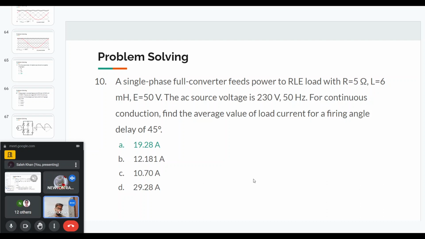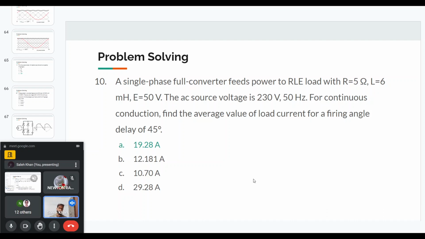Okay, so an RLE load depends on what kind of a load it is. An RLE load will happen in two cases that we have seen. One is a DC motor load, where because of the back EMF you will have some voltage, and that is the E voltage. Similarly, for a battery charging application, the battery is the E voltage. So in these two cases, we can have an RLE load.